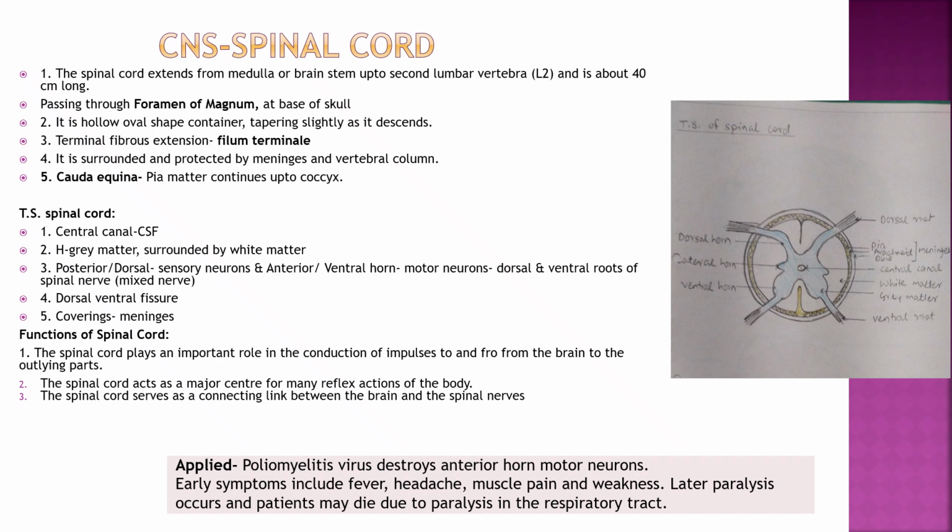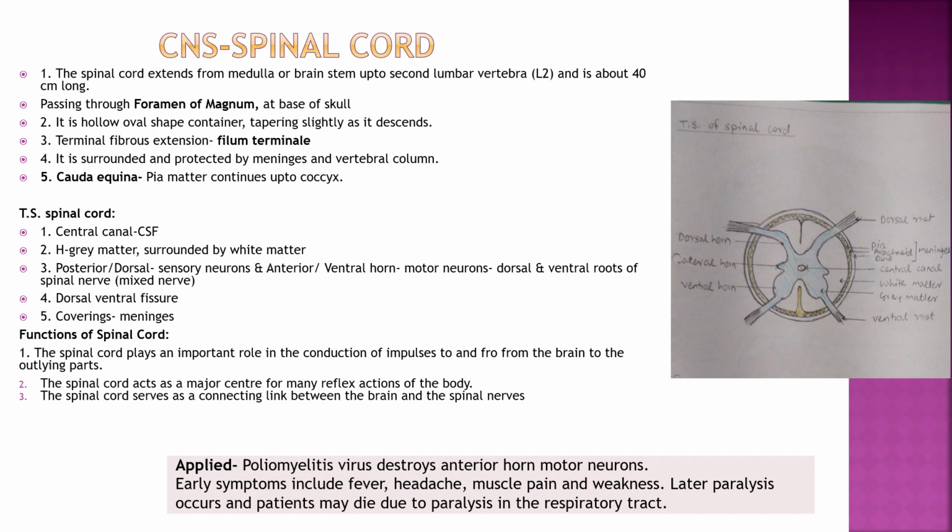The functions of the spinal cord: it plays an important role in the conduction of impulses to and fro from the brain to outlying parts. The spinal cord acts as a major center for many reflex actions of the body, and it also serves as a connecting link between the brain and the spinal nerves.